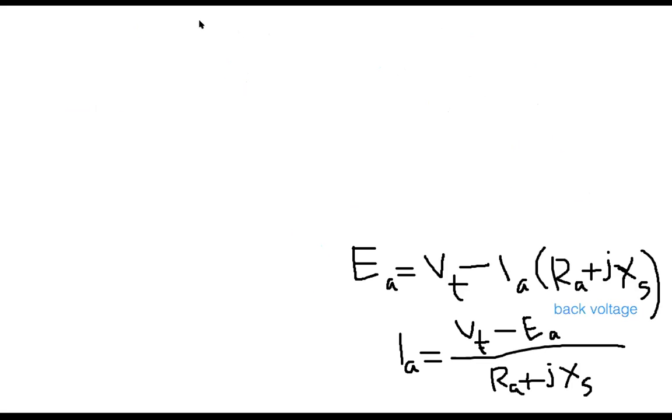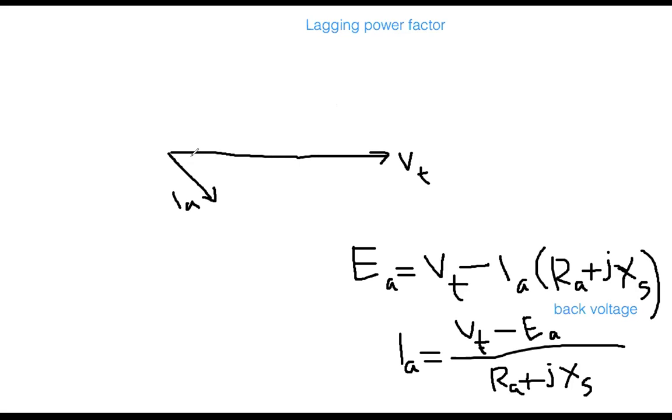So first assume that it is the lagging power factor, for example. It is the case of the lagging power factor. So how can you draw the vector diagram? Let's say my reference is Vt. That is my reference. And then because I am assuming lagging power factor, definitely, for example, this is my I. So this is the power factor angle and it is lagging.